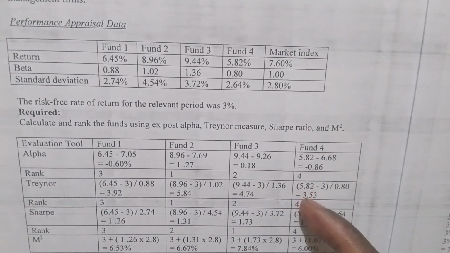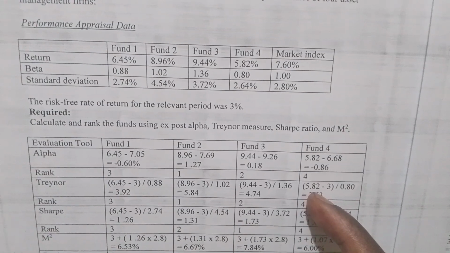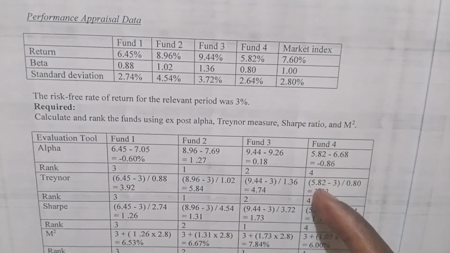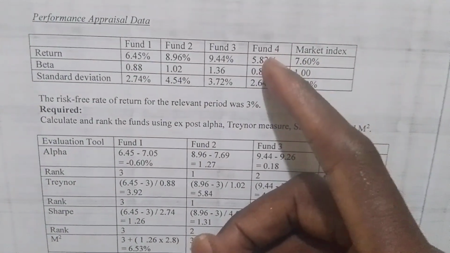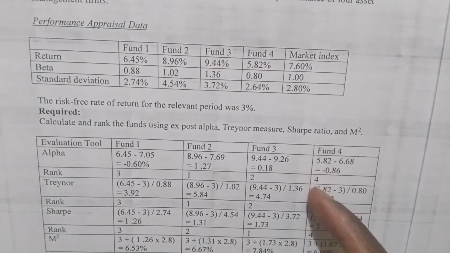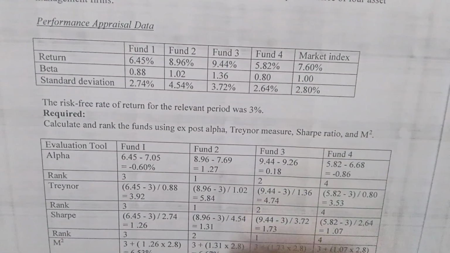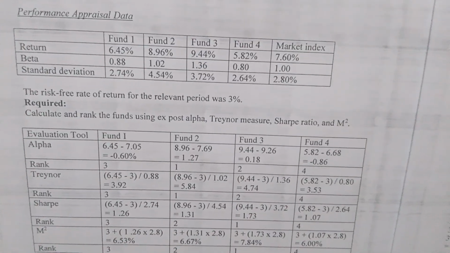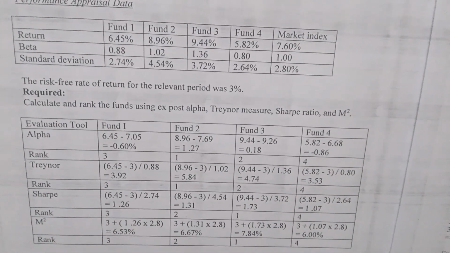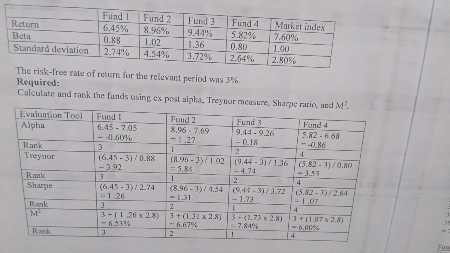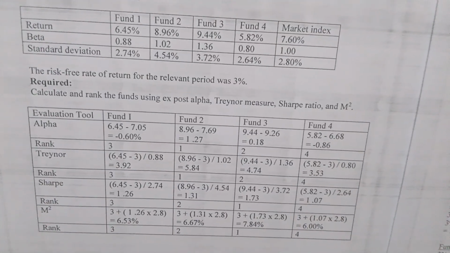And lastly, fund 4: 5.82 minus 3 over 0.80, and we have 3.53. Ranking, you start with the highest.